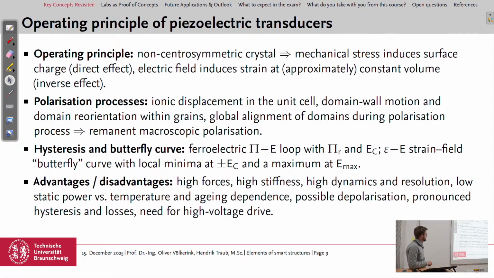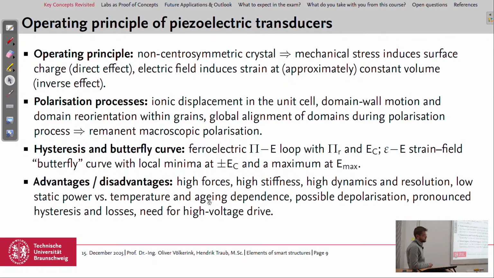Then we had 2 typical curves, hysteresis and the butterfly curve. The first one is a ferroelectric polarization over electrical field loop. We have marked there the remanent polarization and the coercive field strength. The butterfly curve shows the strain over the electrical field. There we had local minima at the coercive field strength and also a maximum at the maximum field.